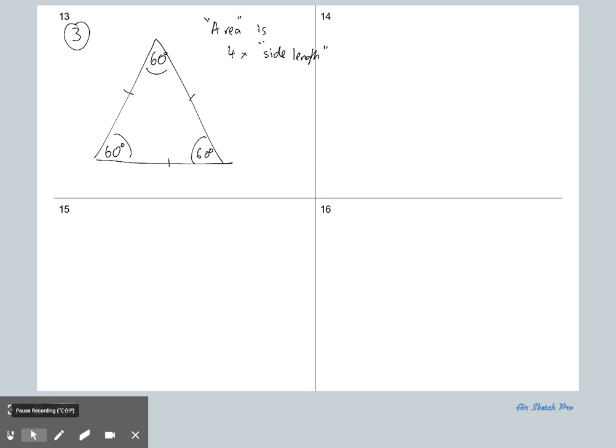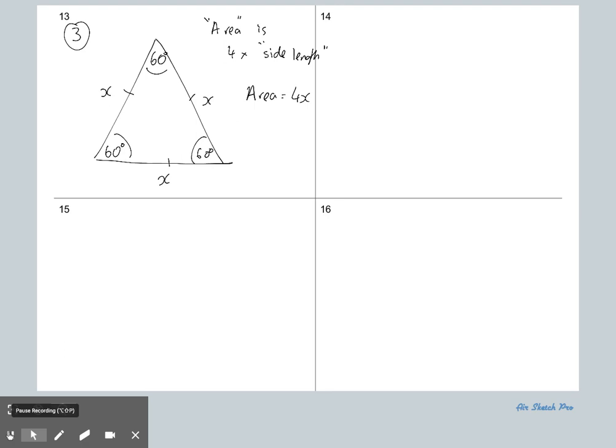I know that it's an equilateral, so all 3 sides are the same. I don't know the side length, so I'm going to give it a side length of x. And I can link the fact that it says area is 4 times the side length to area equals 4x. Okay, so I'm constructing meaning. You're not expected to go, well, yes, clearly the answer is 27.1. You're not supposed to do that. You're supposed to be like Sherlock and just sleuth it together.